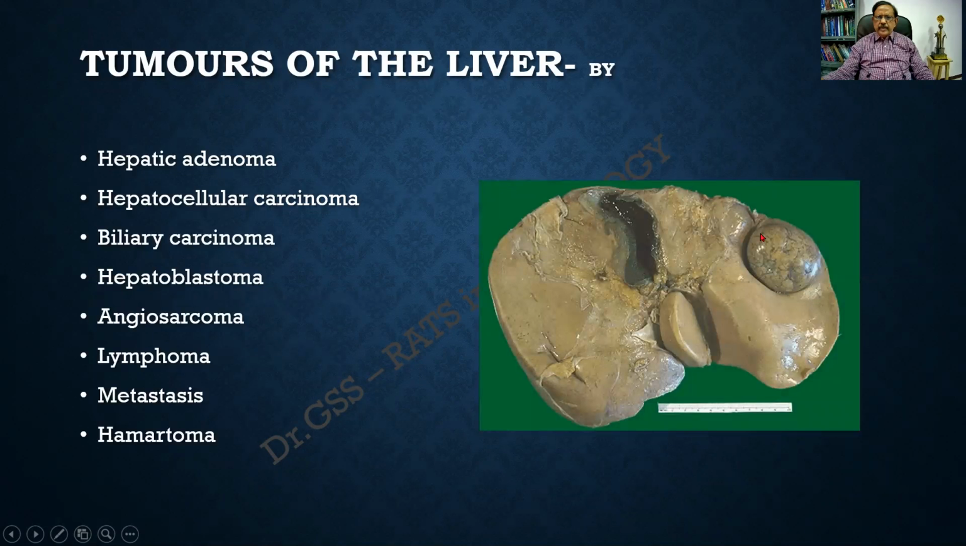And this is a specimen of the liver. I need not point out this nodule to you people. It is smooth, it is shiny, it is well demarcated, and to me it appears capsulated also. It is a hepatic adenoma, a benign tumor. So you people will have to learn this list by heart.